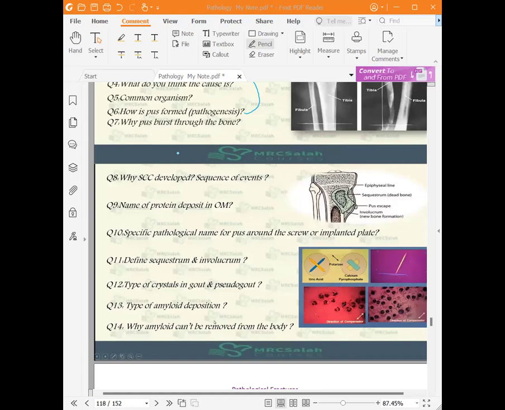But Barrett's esophagus is a different story. In Barrett's esophagus, the columnar epithelium will change into squamous, and this is metaplasia. This is metaplasia that happened there. But here, what he said is there is no step of metaplasia. There is hyperplasia, then dysplasia, then carcinoma.